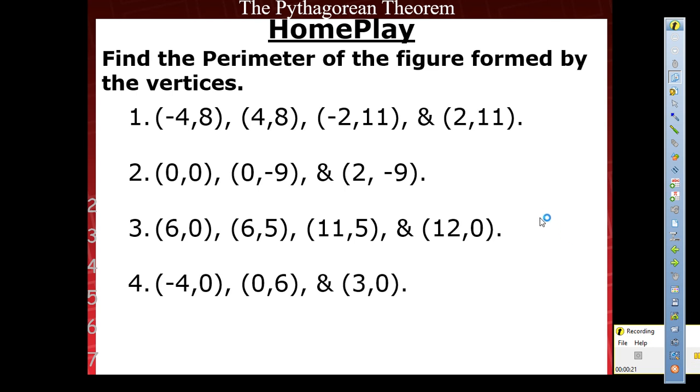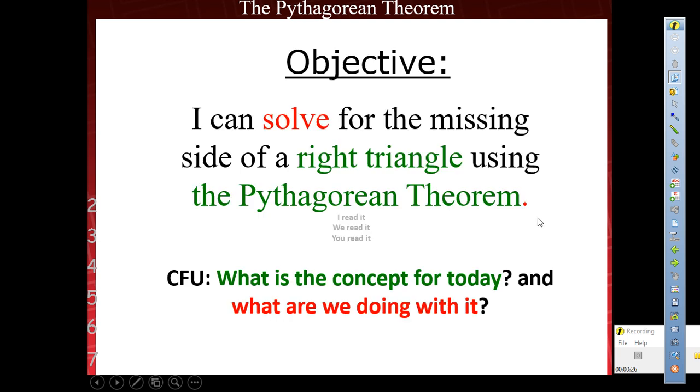All right, so here we go. We're going to continue what we started yesterday. Can you read us the objective, please, Chris? On three, one, two, three. I can solve the missing side of the right triangle using the Pythagorean theorem.